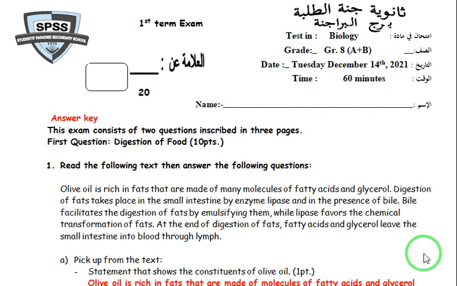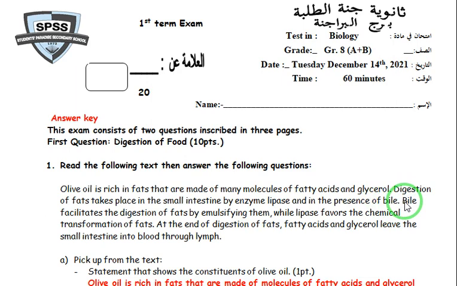Olive oil is rich in fats that are made of many molecules of fatty acids and glycerol. The digestion of fats takes place in the small intestine by the enzyme lipase and in the presence of bile. Bile is the juice secreted by the liver.